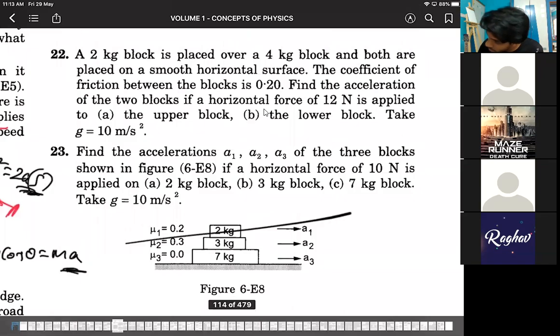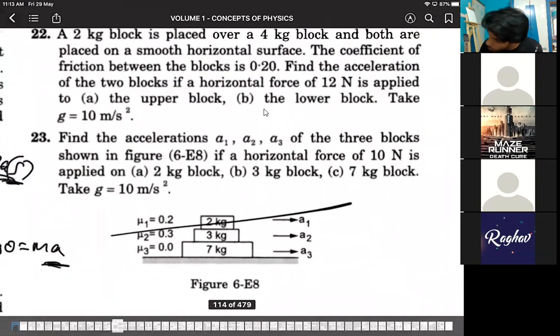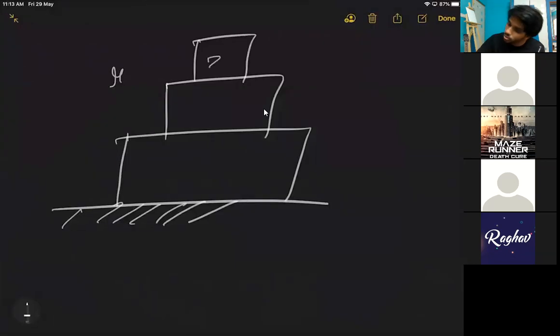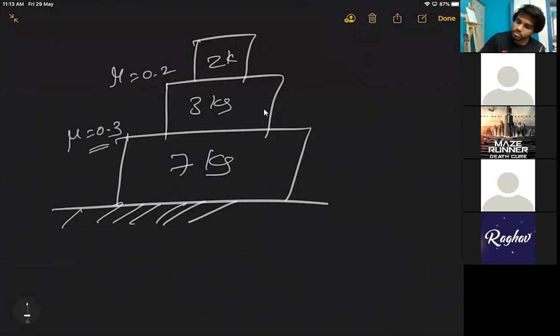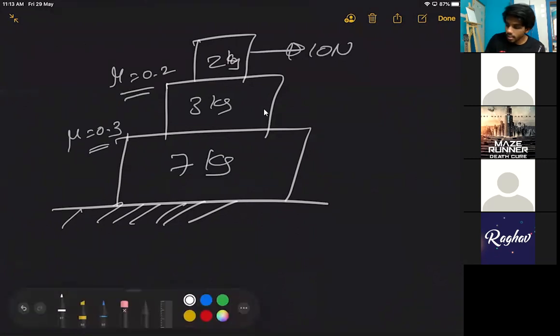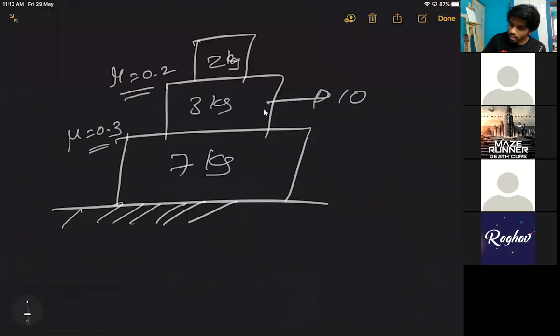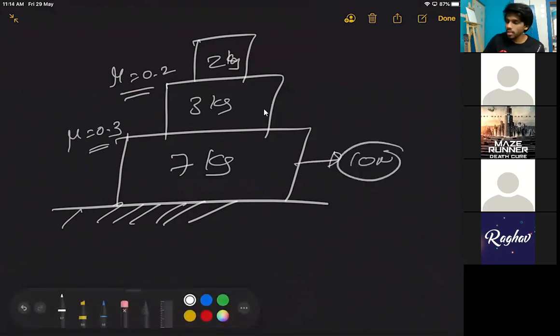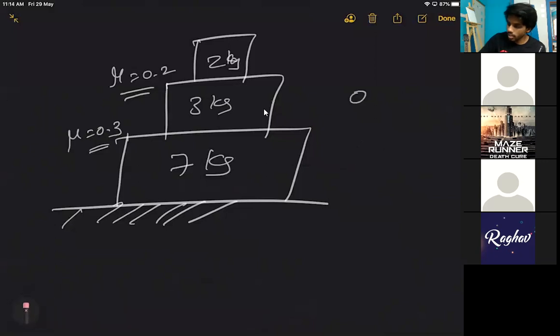Let me get all the values: 2 kg, 3 kg, 7 kg, mu equals 0.2, mu equals 0.3. All right. And he says in one case he applies a force here, and in the next case he applies the force here, and in the next case he applies the force here. You will have to consider all the cases separately and try them separately, right?